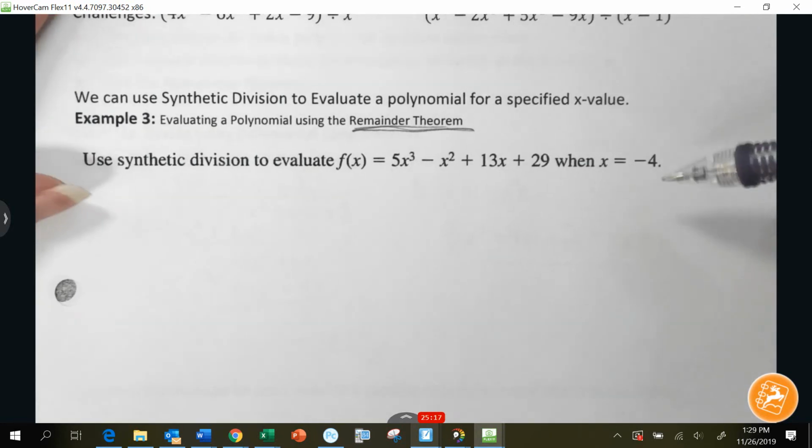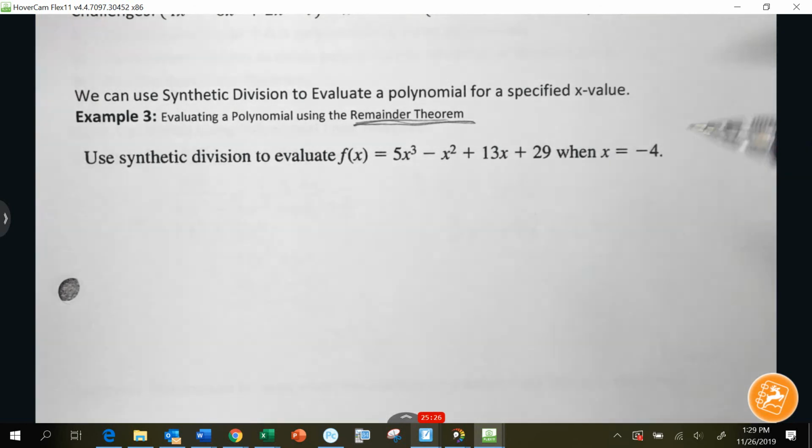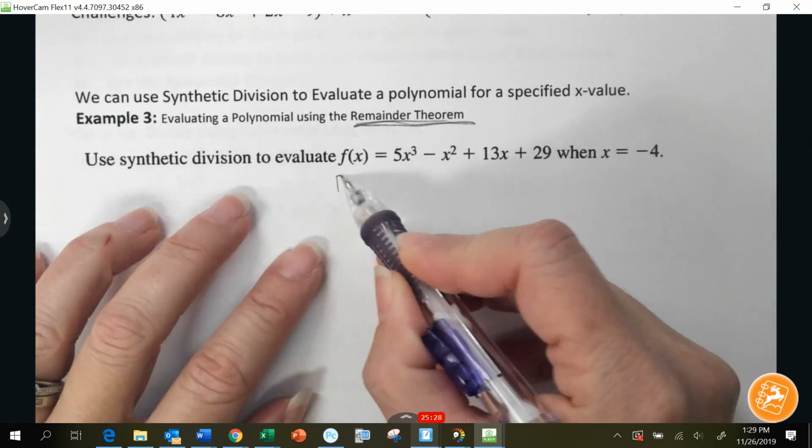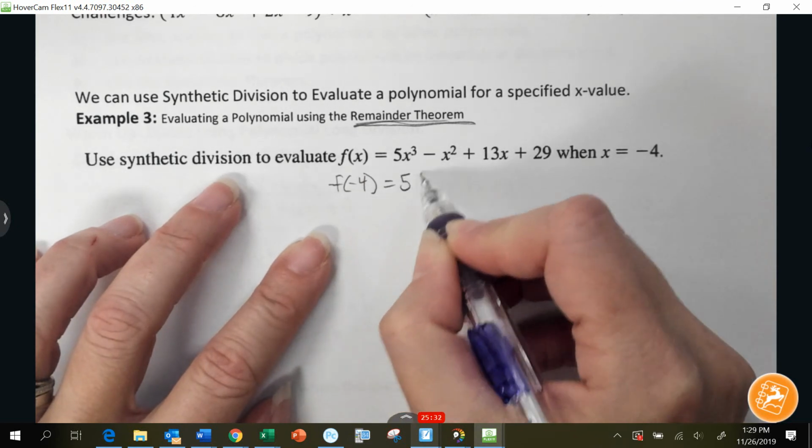Okay, so you are going to approach this with synthetic division, but what you're really doing is the same thing that you would do if you were doing f of -4. Do you know how to do that?